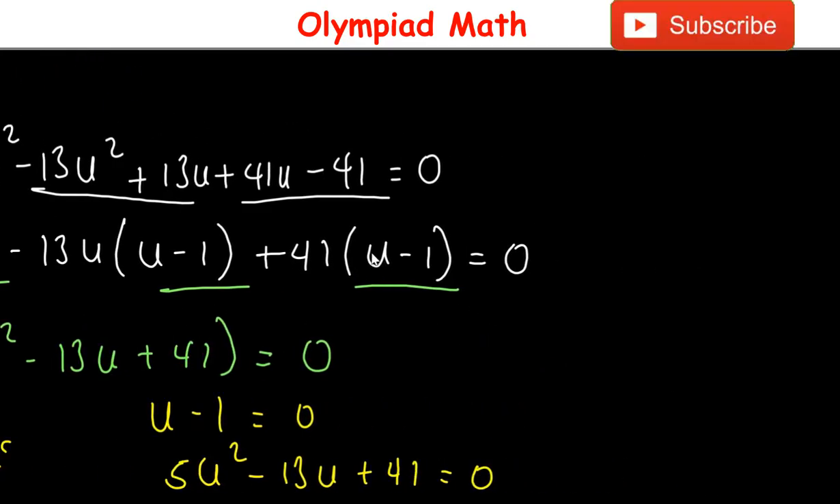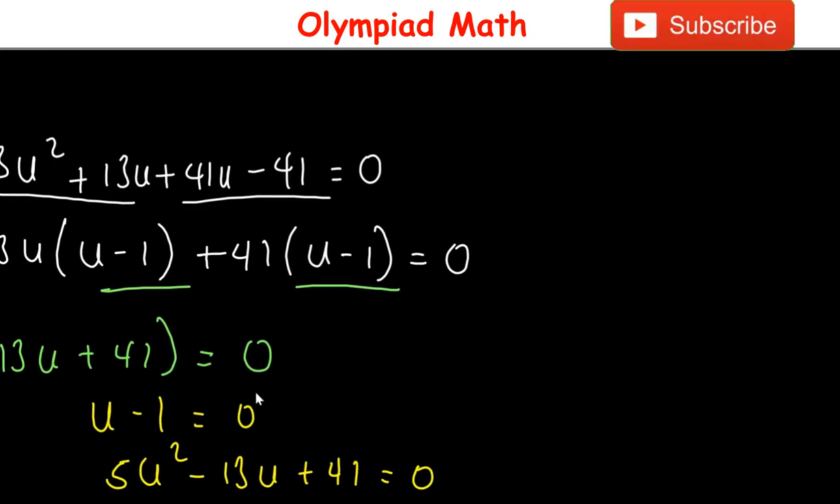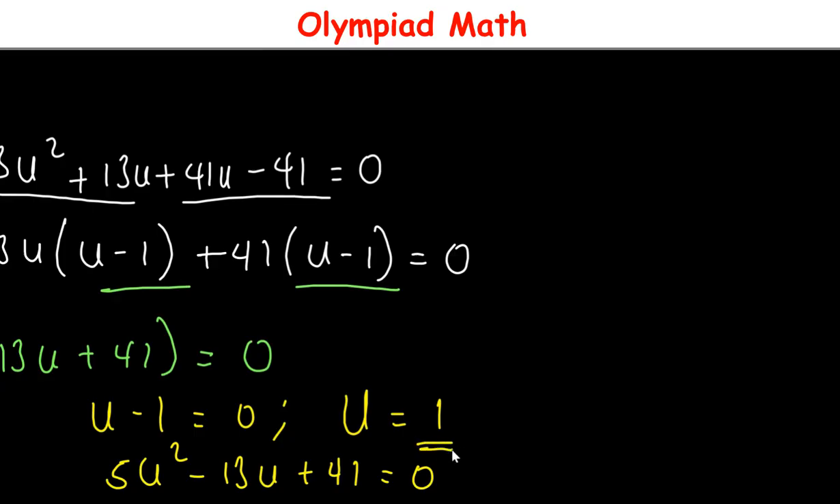So from this linear equation, u minus 1 equals 0. From here, the value of u is equal to 1. Meanwhile, for this other equation, let us test whether there is any real solution from this given equation.